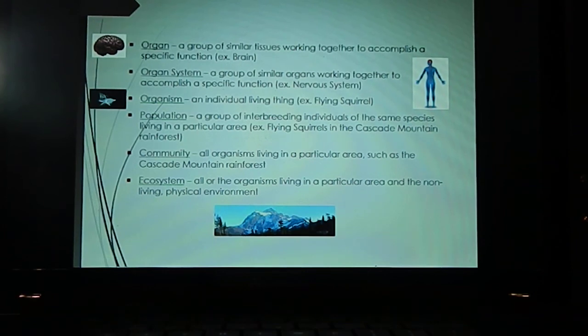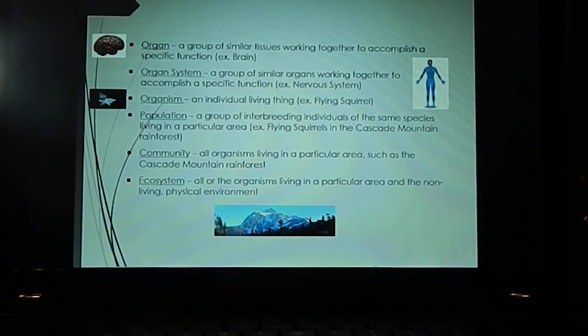Then if you take a group of similar organs and have them work together in a specific function, then it's called an organ system. So the brain would be a part of the nervous system. And when you put all that together, all the organs, tissues, cells of a multicellular organism, you get a multicellular organism. An organism is an individual living thing.